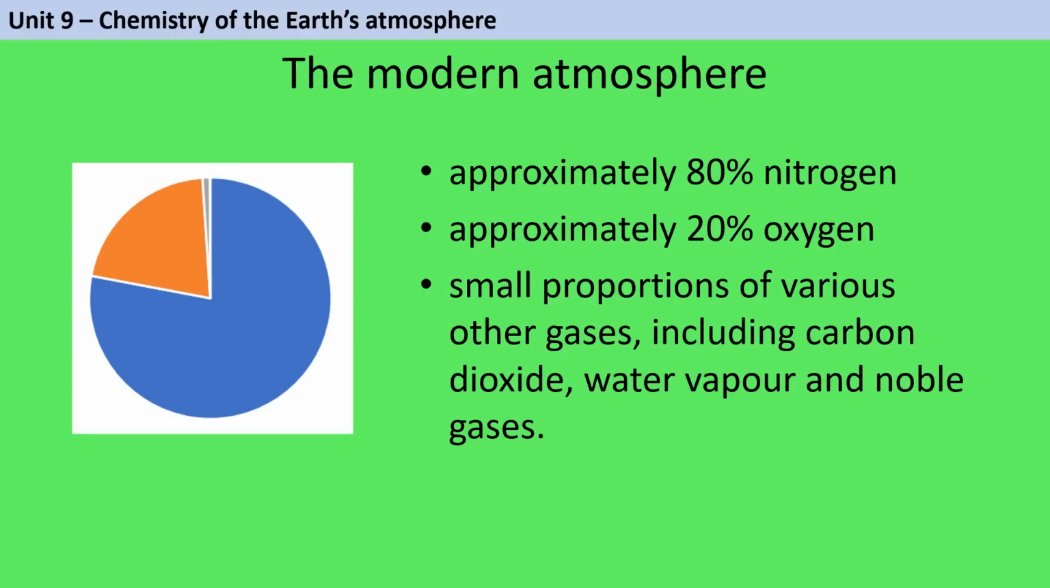The next topic is the chemistry of the Earth's atmosphere, which starts off looking at the modern atmosphere. So you need to know that for the past 200 million years, the atmosphere has consisted of about 80% nitrogen, about 20% oxygen, and small amounts of other gases, including carbon dioxide, water vapour, and noble gases like argon.